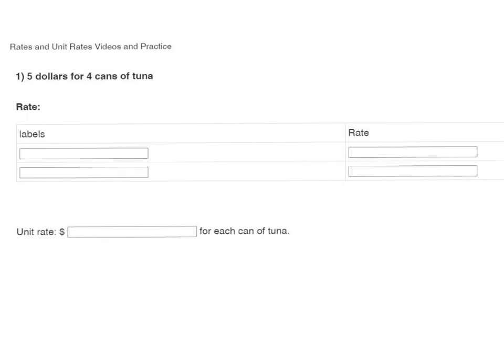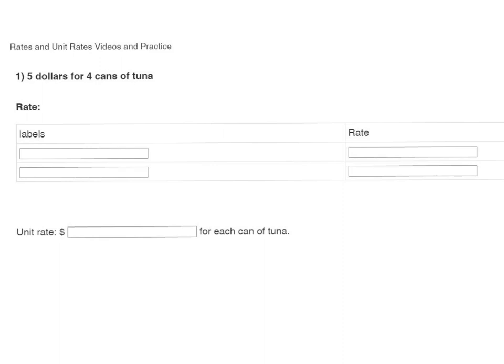Before we were comparing teachers and students, so all those are humans or people. We were comparing red and green, which were colors, so we could add those up. So those were the same units. And in rates, basically the units are different, but we still read them the same way. So we have $5 for 4 cans of tuna, so we would write it as 5 to 4. So this is what we're working on. You still read them the same way. It's not any different from ratios.